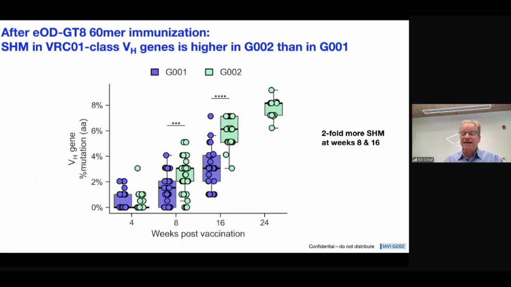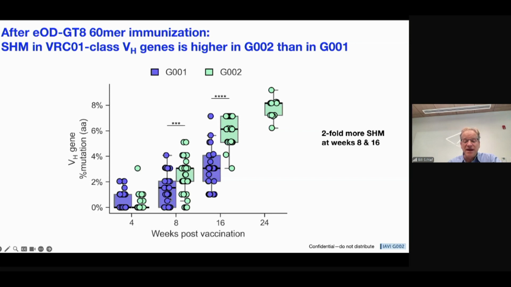Even more surprisingly, possibly, is when we looked at the VH1-2 genes of these VRC01 class responses. To make broadly neutralizing antibodies, we need to select for a lot of somatic hypermutation, and we know the kinds of somatic hypermutation we're looking for. Here, I'm plotting each symbol again as a participant in either G001 or G002. The data are the heavy chain V gene amino acid mutation in the VH1-2 gene. And each symbol is the median per participant at that time point.